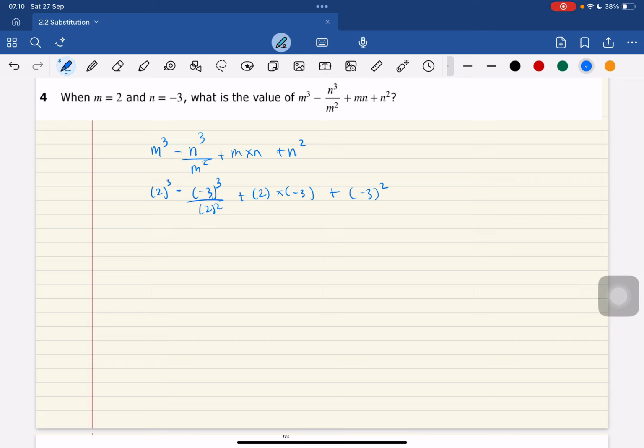So 2 cubed is going to be 8. So it's going to be minus minus 27, and it's going to be 4. Next, this 2 times minus 3 is going to be minus 6. So it's going to be plus 9. Okay, so we got 8 plus 27 over 4 minus 6 plus 9. So this is 35 over 7, and will give us the answer of 5.